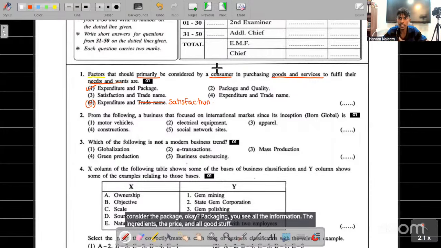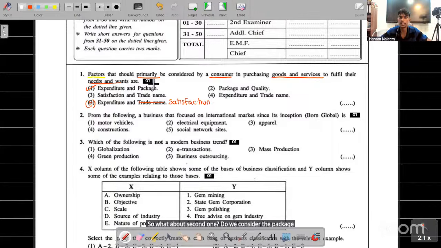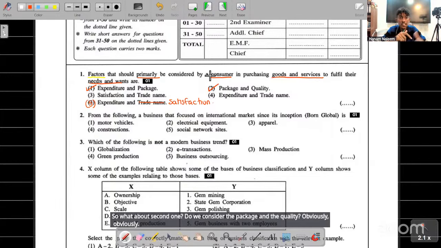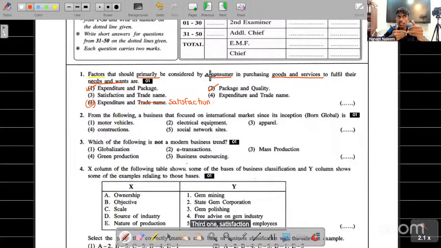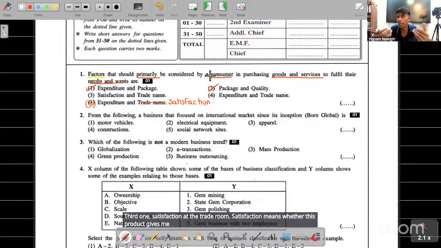So what about the second one? Do we consider the package and the quality? Obviously. Third one, satisfaction and the trade name. Satisfaction means whether this product gives me satisfaction. Before joining my class, you'll see whether he is teaching me properly, whether you are satisfied. And trade name, obviously, Pepsi, Coke, Nike. Yes, we'll consider the third one also.